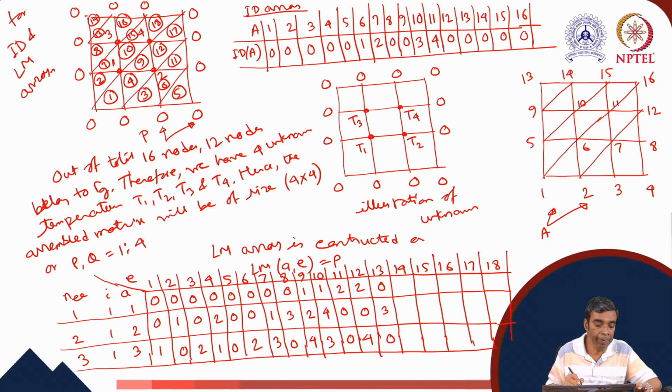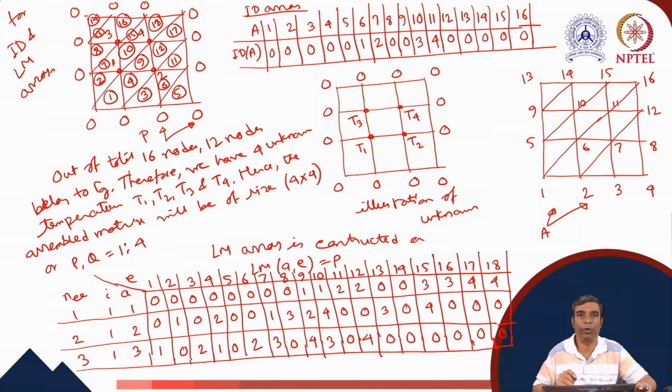For the 14th element, we have all numbers as 0, 0, 0. For the 15th element, we have 3, 4, 0. For the 16th element, we have 3, 0, 0. For the 17th element, we have 4, 0, 0. And for the 18th element, we have again 4, 0, and finally 0.